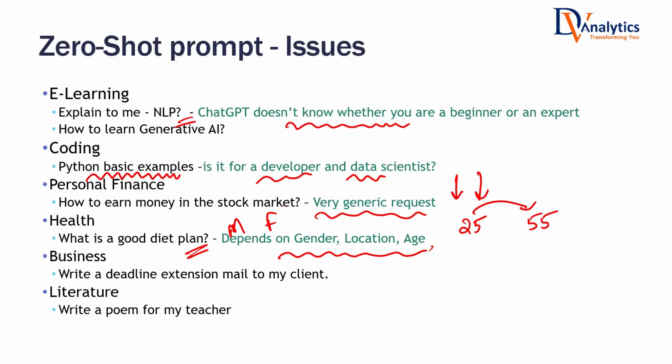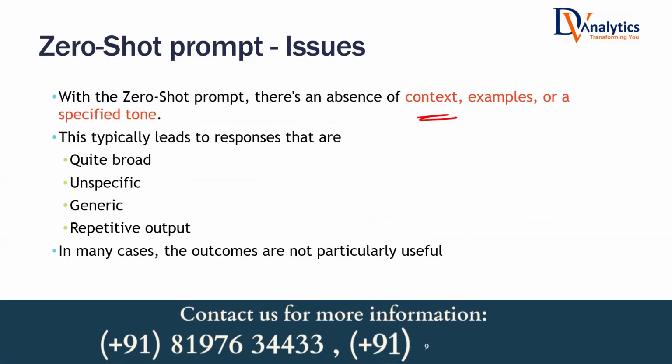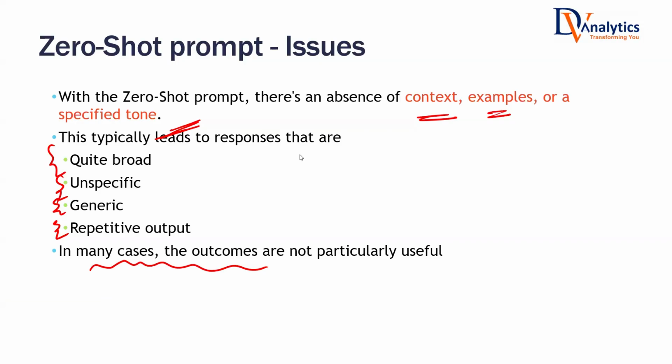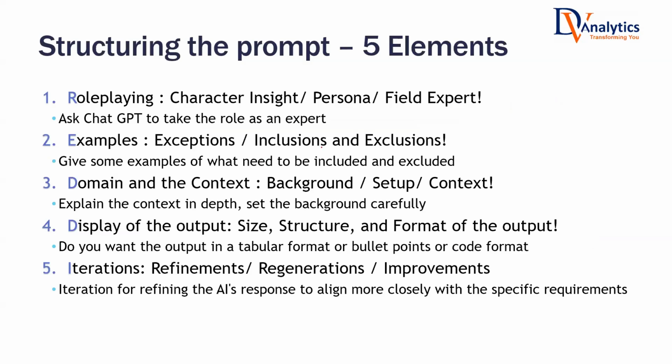If you don't give any examples, the context, the examples or specific tone is missing. Still you will get the answer, but it'll be quite broad, unspecific, generic, repetitive output. In many cases, the exact output that we are looking for, we may not get. So how do you improve over zero shot prompting? To improve over zero shot prompting, you can follow this structure.